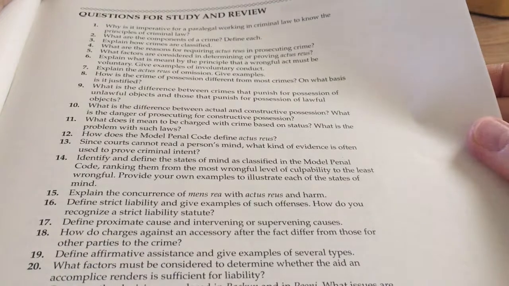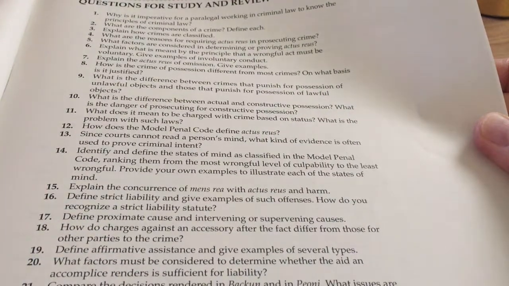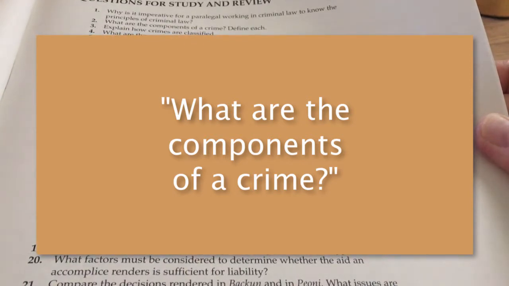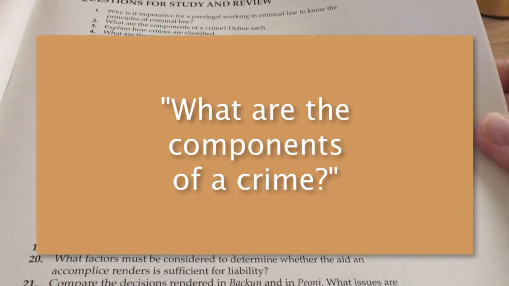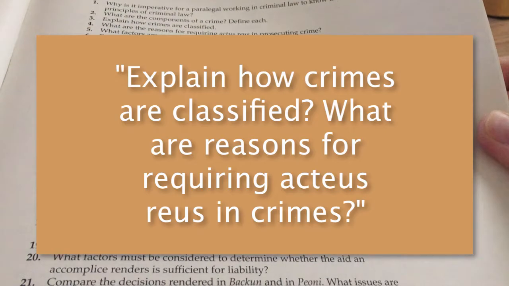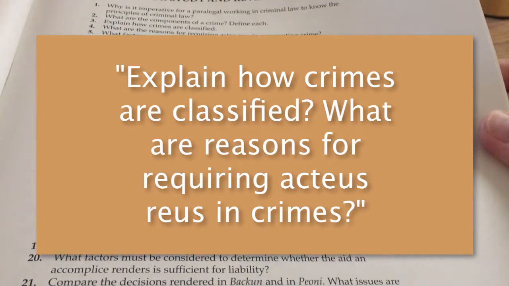For example, let's take a look at this set of questions. Number 2 is, what are the components of a crime? Define each. Well, I know that I'm going to be looking at the components of a crime and I'm going to remember to highlight them. The next is, explain how crimes are classified. What are the reasons for requiring actus reus in prosecuting crimes? Okay, I'm already getting a good idea.